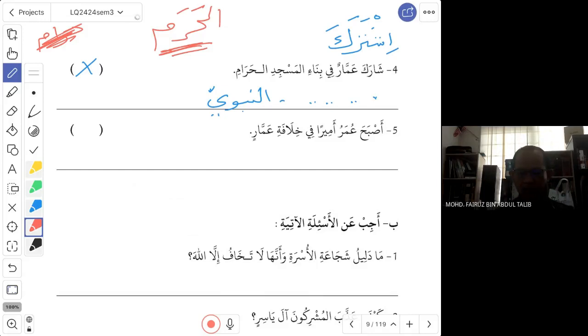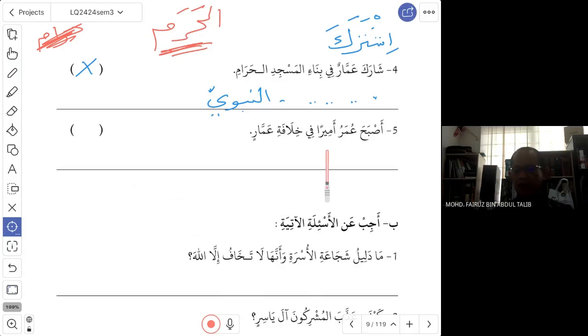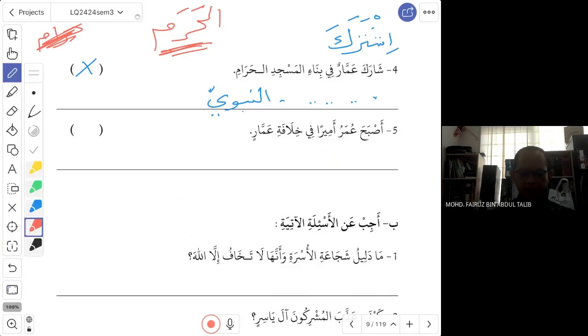Wa as-su'al al-khamis, asbaha Umaru amiran fi khilafati Ammar. Asbaha Umar amiran. Umar became, asbaha, became amir. Na'am, in the caliphate of Ammar, sahih or khata? Sahih. Anyone else? Sahih.